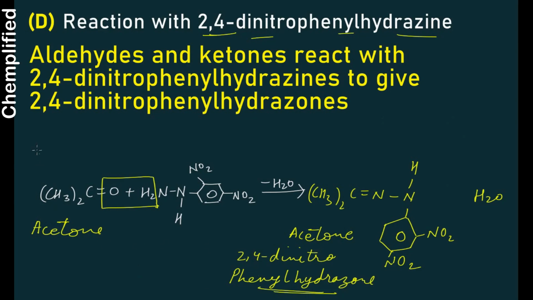I have only taken the example of a ketone, but you can also take an example from an aldehyde. The reaction will remain the same and the name changes accordingly. If acetone is there, acetone 2,4-dinitrophenylhydrazone. If an aldehyde is there, you will write the name of the aldehyde, then 2,4-dinitrophenylhydrazone. That's how you name these kinds of compounds, right?